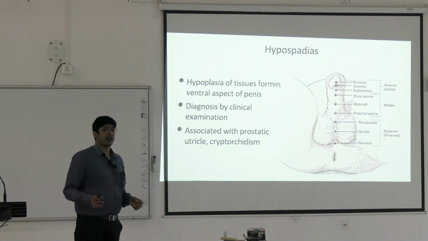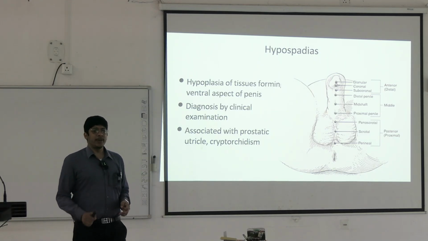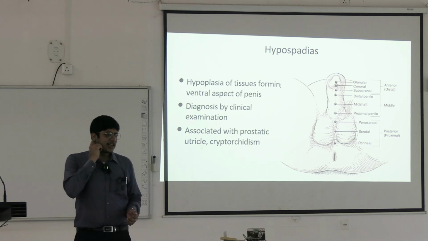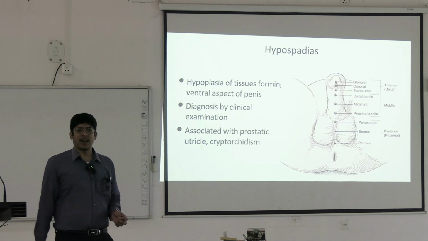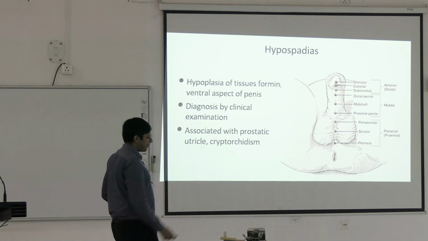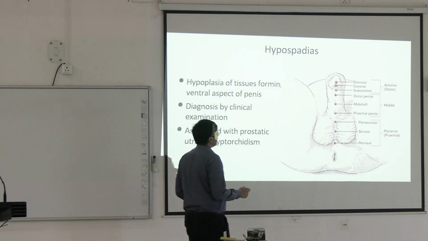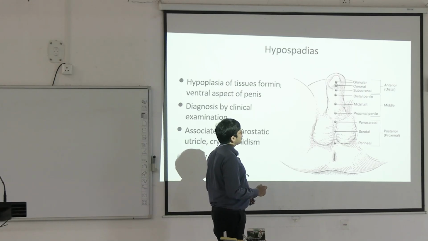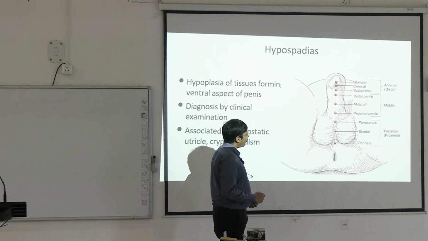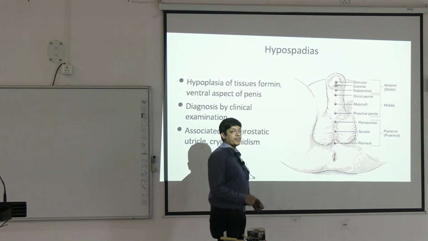the basic tenet of hypospadias is that the opening of the urethra in the male child is not at the tip of the glans penis where it is normally supposed to be. It can be anywhere away from its natural position, which is here. Its natural position is somewhere around here at the tip of the glans penis. So, opening of the urethra anywhere before that is called hypospadias.